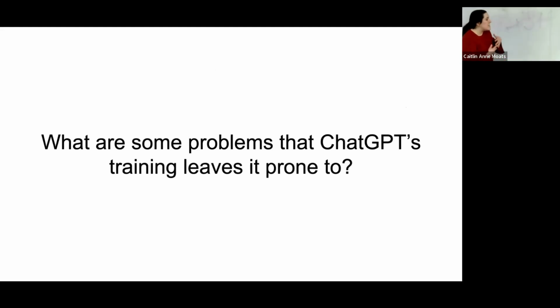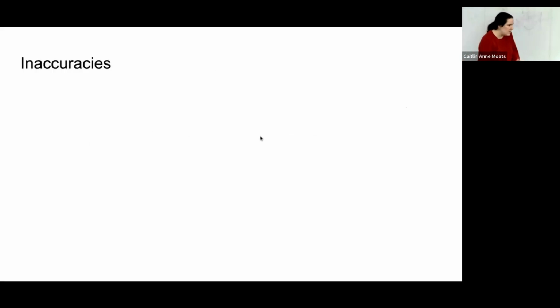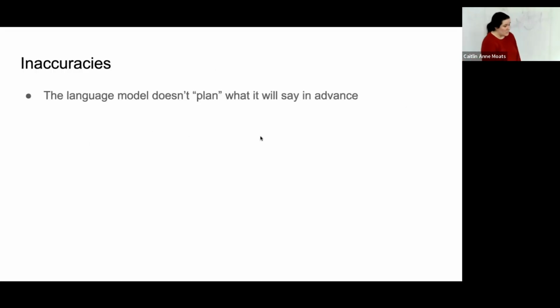What are some problems that ChatGPT's training leaves it prone to? Well, first of all, inaccuracies. We already talked about how to generate from these models: over and over again, you generate a new probability distribution over the word that comes next and sample from it. That means the language model isn't doing any higher-level planning about what it says in advance, not explicitly anyway. So if you're looking for a particular fact appearing in an answer, maybe the model has seen text about that enough times for it to just generate that.